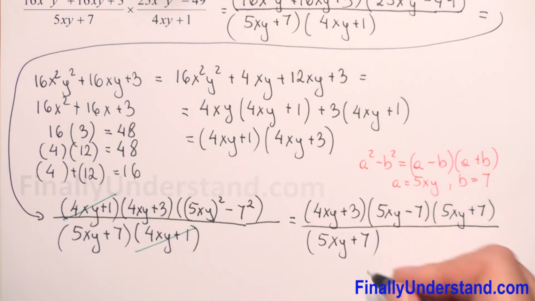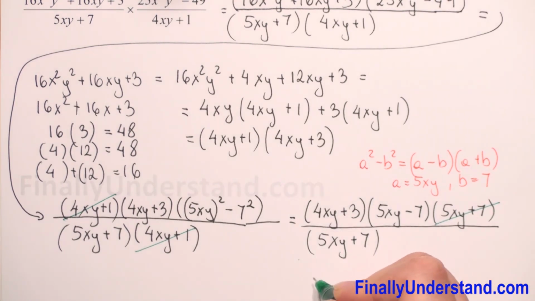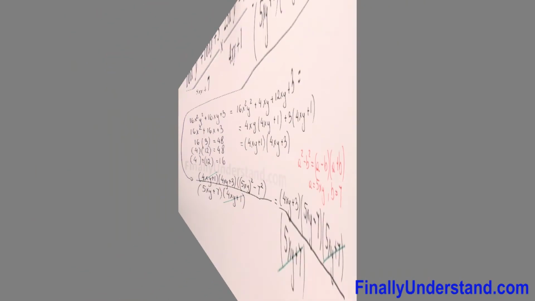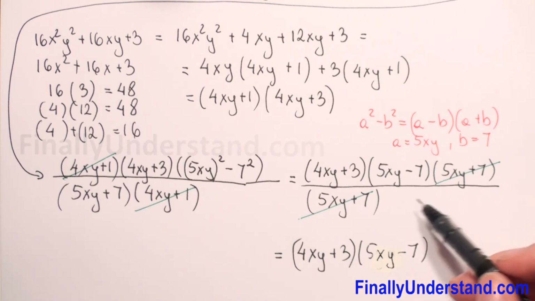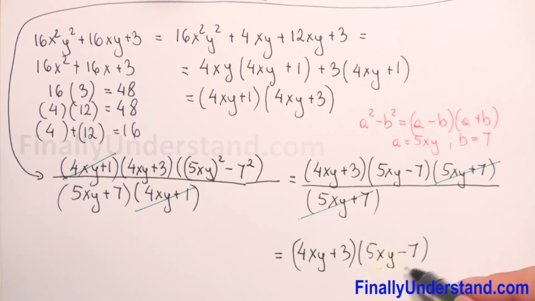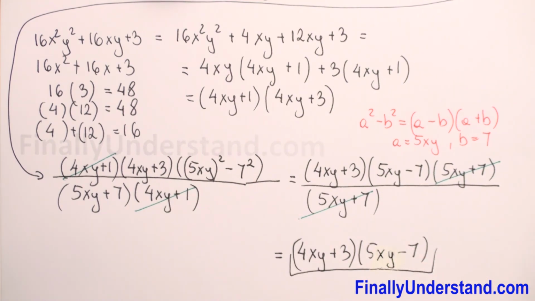Now we can reduce 5xy plus 7 with 5xy plus 7. So we have that this is equal to 4xy plus 3 times 5xy minus 7. We have over 1. When we divide by 1, it will not change anything. So this is my solution.